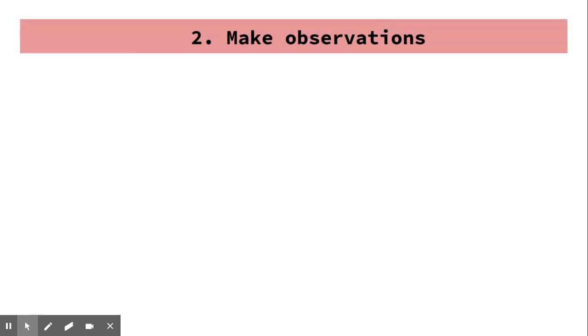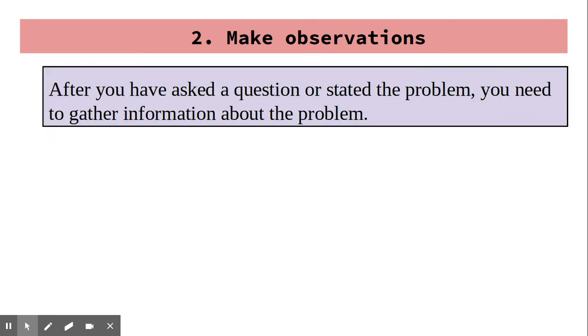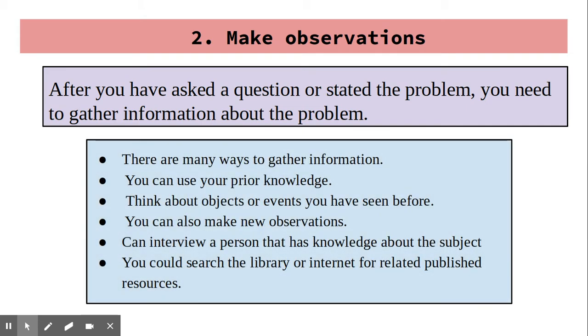Number 2, make observations. After you've asked a question or stated the problem, you need to gather information about the problem. There are many ways to gather information. You can use your prior knowledge, think about objects or events you have seen before. You can also make new observations. You can interview a person that has knowledge about the subject. You could search the library or internet for related published resources.